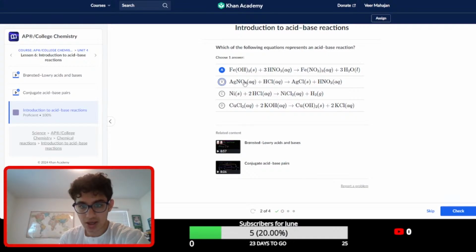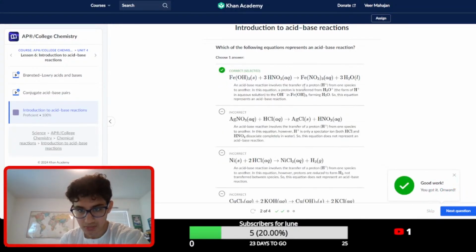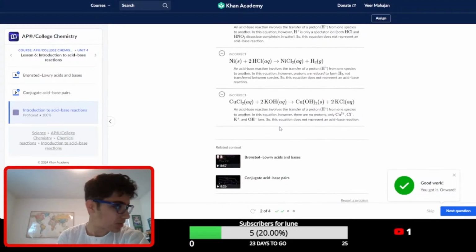Here, there is no strong acid. There is a strong acid, hydrochloric acid, but there's no base. Okay, and then here, same thing, you need an H and an OH, and the only place where that happens is A, so it should be A. Yeah, and that happens here, and it doesn't really happen in any of the other ones, so that's good.